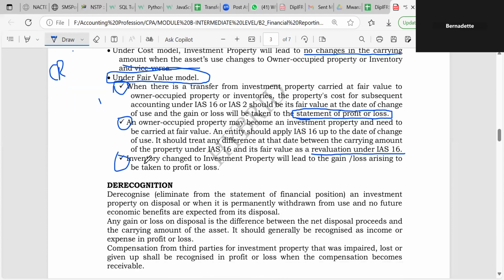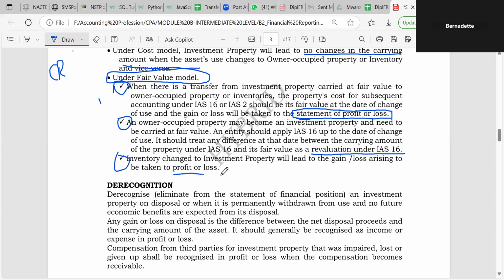Now we are changing, let's say, from inventory to investment property. Inventory doesn't have any complication. There are no revaluation models or anything. Whatever changes in inventory goes to profit or loss, right? So you won't even need to worry. Inventory changes to investment property. If there are those changes, we should also take the gain or loss to what?